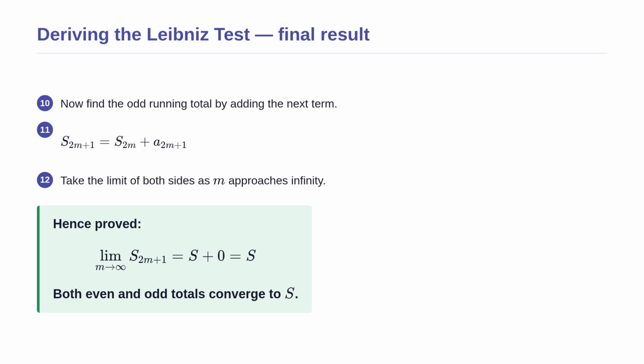For the final step of our proof, we must figure out what happens to the odd running totals. We find an odd running total by taking the previous even running total and simply adding the very next term. We then apply a limit to both sides as the number of terms grows to infinity. The even running total turns into our settled limit value S. At the exact same time, our second rule of the Leibniz test guarantees that the single extra term shrinks to exactly 0. Adding 0 changes nothing, so the odd running totals settle down to the exact same limit S. Since both zero in on the same number, the entire series converges.